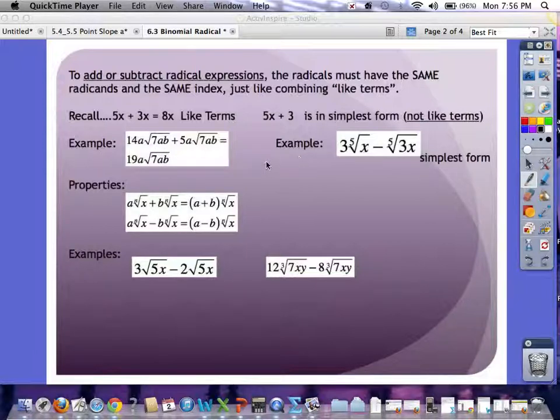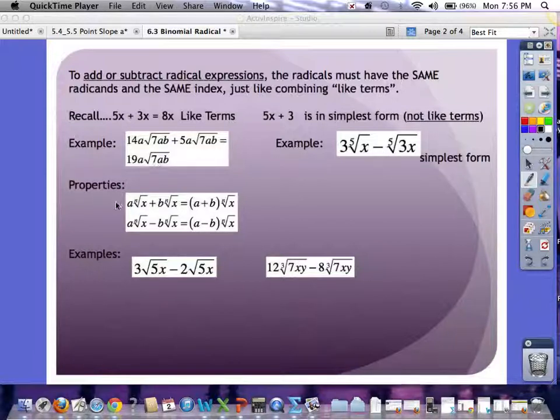All right? Another example is 3 times the fifth root of x minus the fifth root of 3x. Well, they're both the same index, but the radicand is totally different. So you cannot subtract or add these. These are in simplest form.